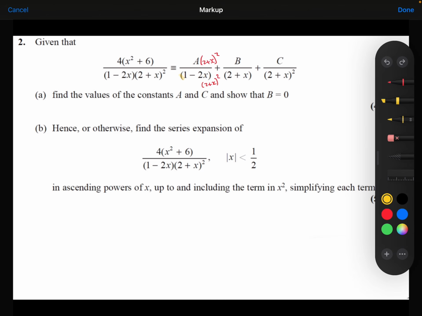Right, let's look at the b term. So the b is already over 2 + x, so I've already got one of these 2 + x terms. I need the other 2 + x so that I get a (2 + x)². And I also need the 1 − 2x. Now my denominator here matches up with the denominator here.